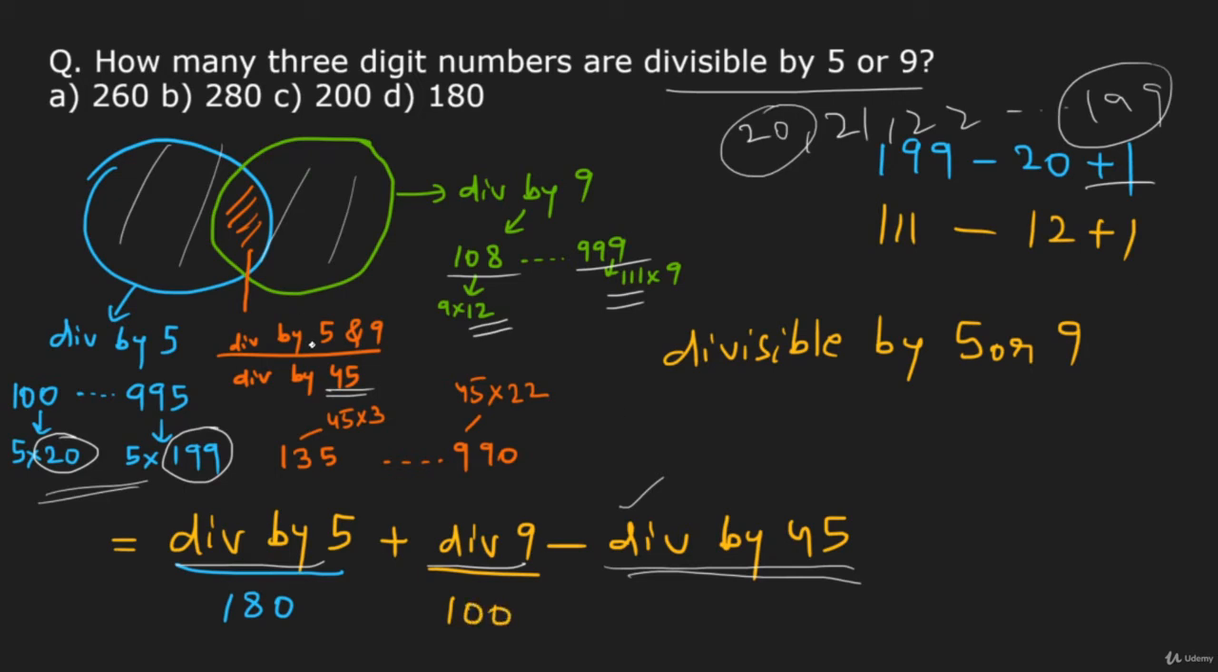And similarly, the numbers which are divisible by 45 are the numbers from 135 till 990. That's 22 minus 3 plus 1, which gives you 20. And therefore your answer is 180 plus 100 minus 20. That's 280 minus 20, which is equal to 260.